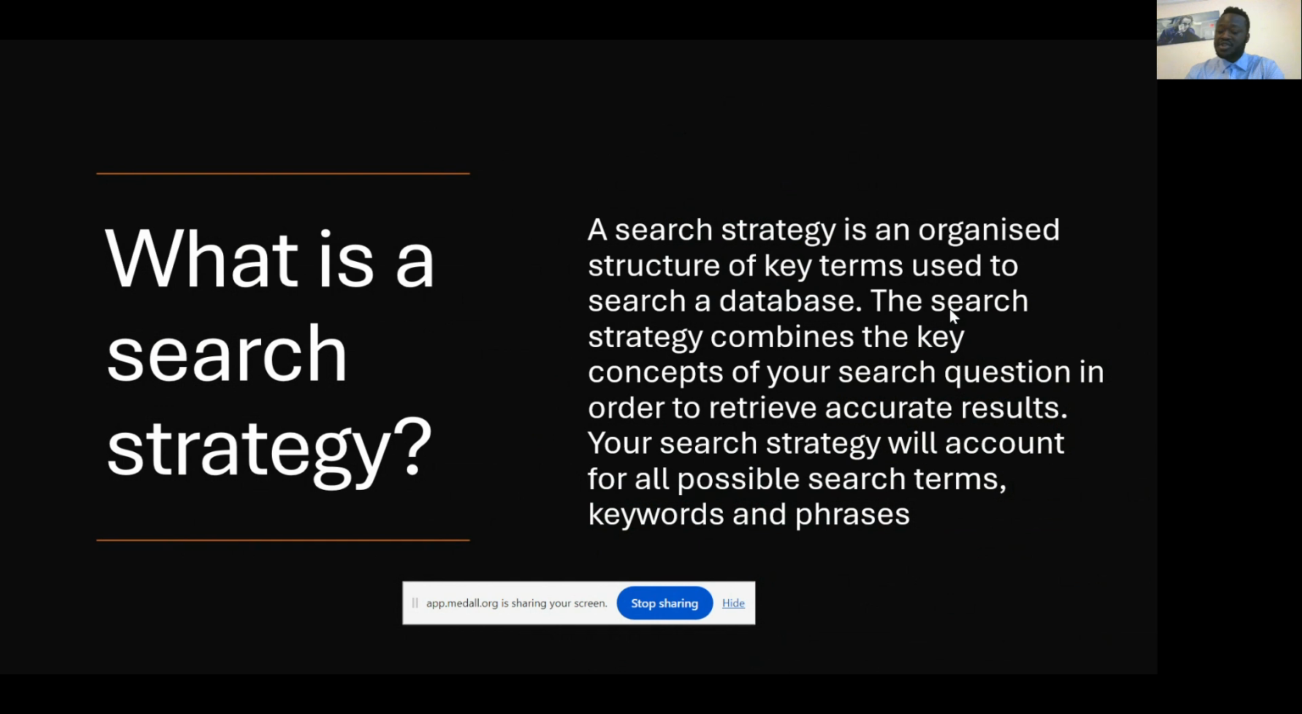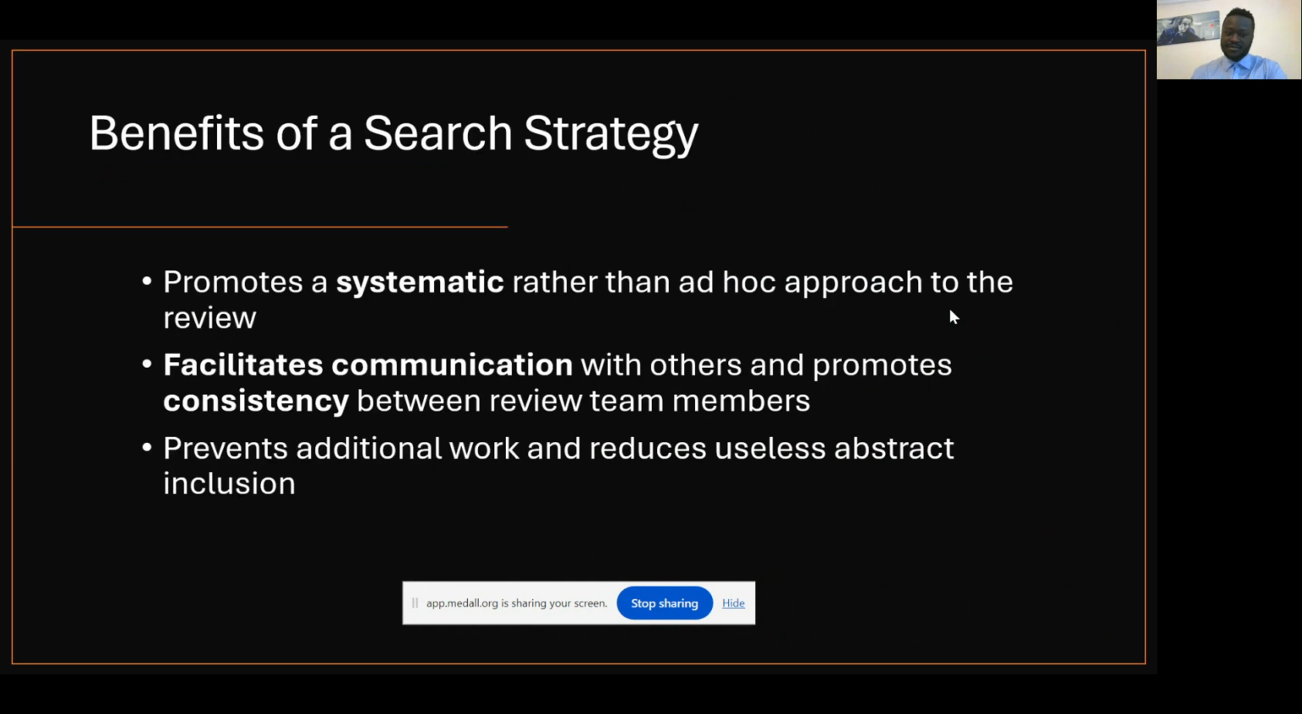You don't want to miss out huge chunks of research or papers or trials because you didn't try a specific phrase or because you didn't use a specific database. So that's essentially what your search strategy is when you're writing a systematic review.